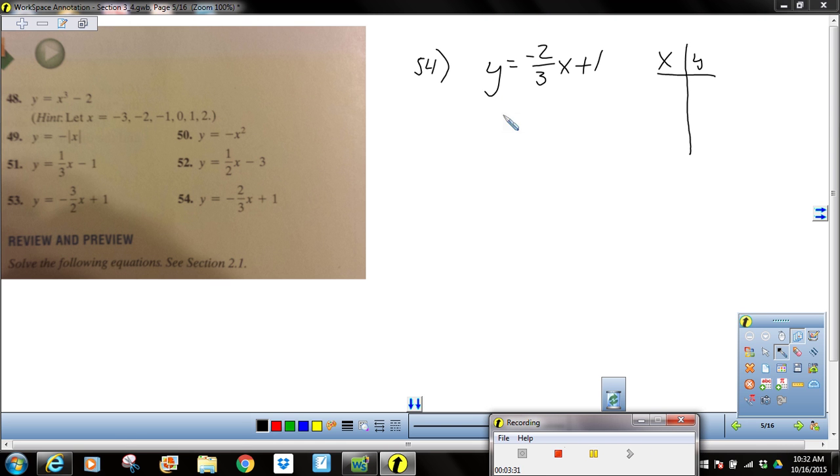Okay, on number 54, it is some slope-intercept form again. It is linear. I really wish we could just put a dot at 1 on the y-axis and go down 2 over 3 and be through with this, but we will try some numbers here. -3, 0, and 3. I chose those numbers because they divide evenly by 3.